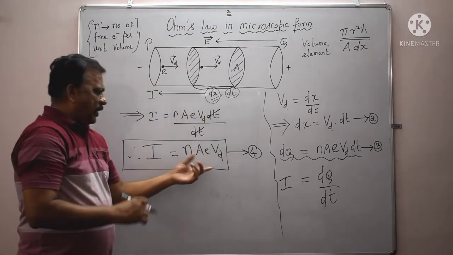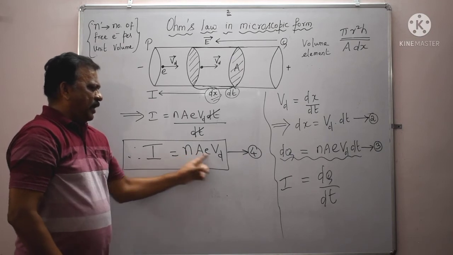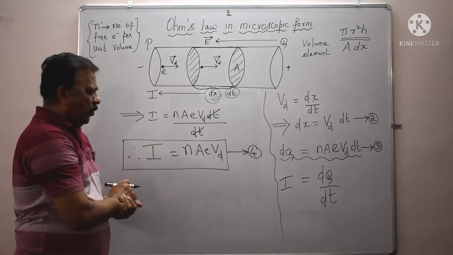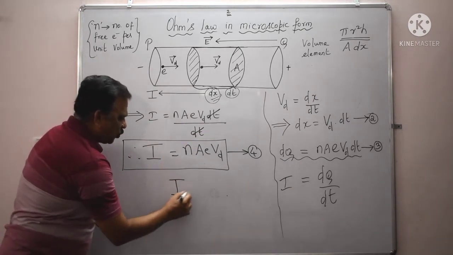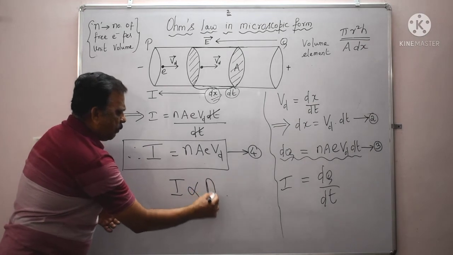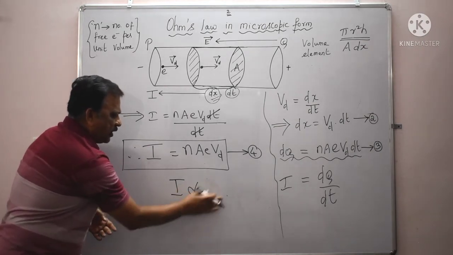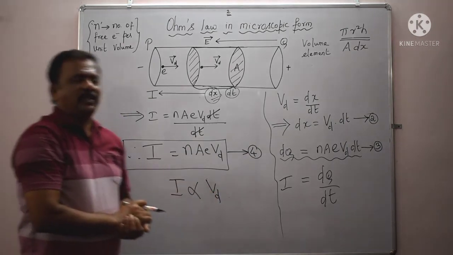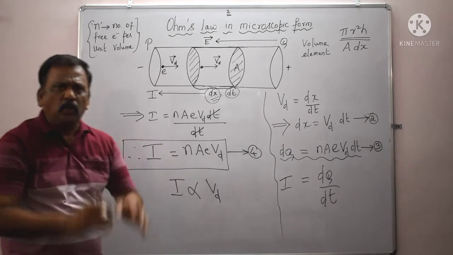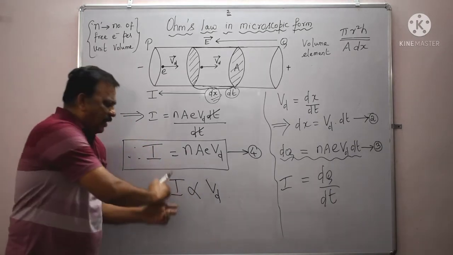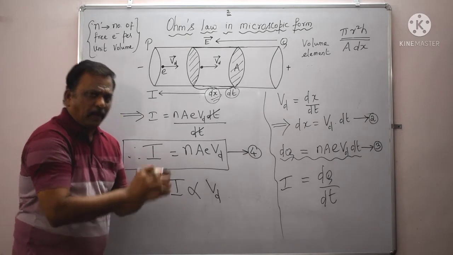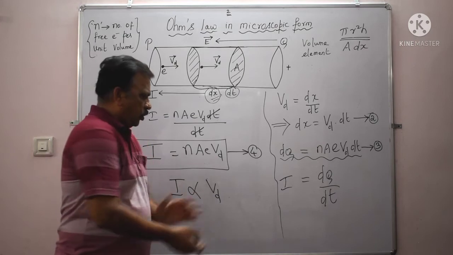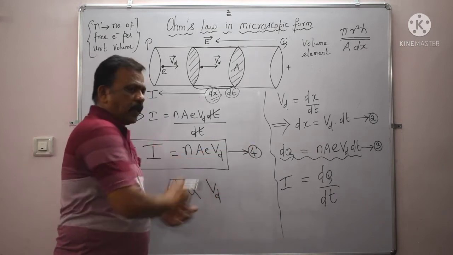Now before doing that, n, A and e, all these terms are constants. So if I remove the constants from expression 4, I can conclude that the current flowing through a conductor is directly proportional to the drift velocity of the electron. So current and drift velocity are directly proportional to each other. I is proportional to v sub d. This is the conclusion we can draw from equation number 4.